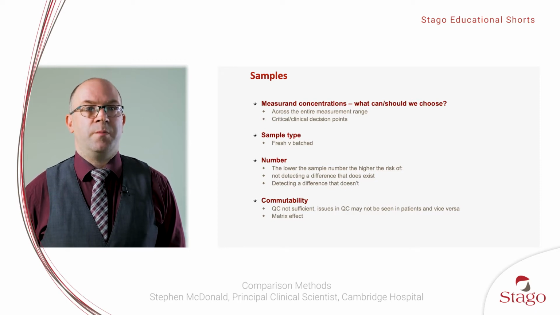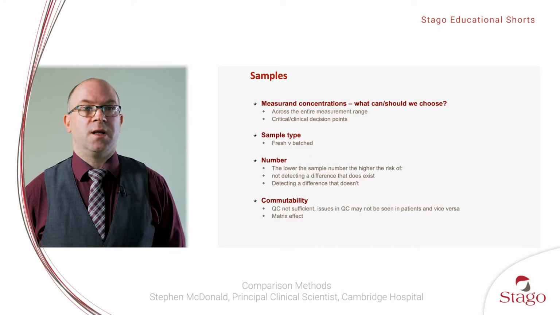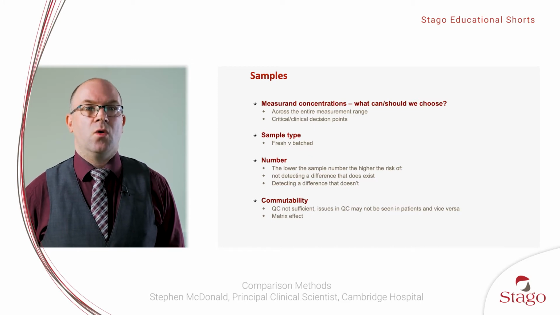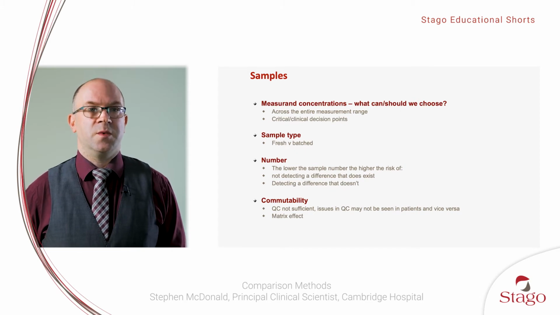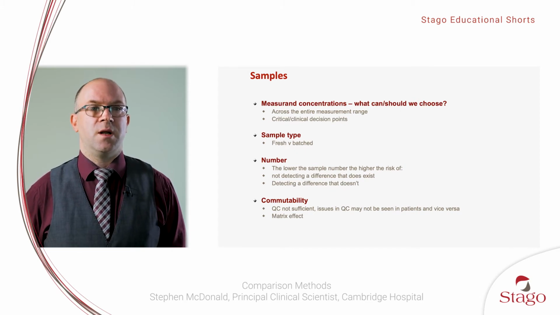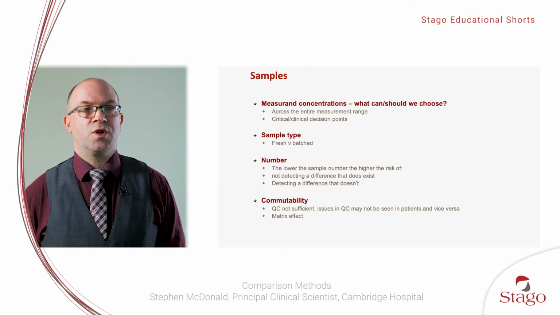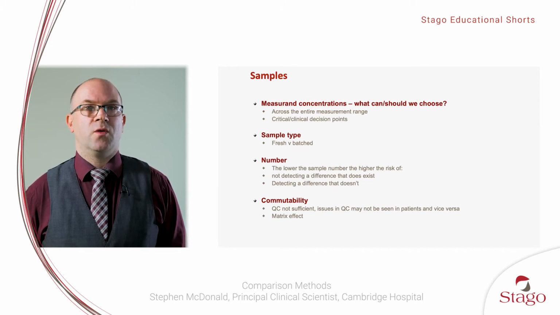And what that's guided by is the statistical power of being able to detect an error if it's there, and obviously reducing the risk of detecting an error that doesn't exist or not detecting an error that does exist. And there are guidelines, particularly from the CLSI, which indicate what the best number of samples is to approach that. And it's all down to what the critical difference you expect to be acceptable for your assay is.